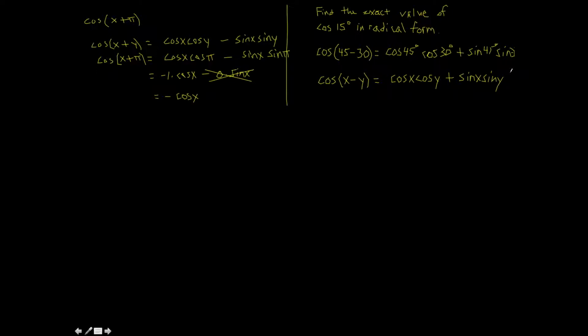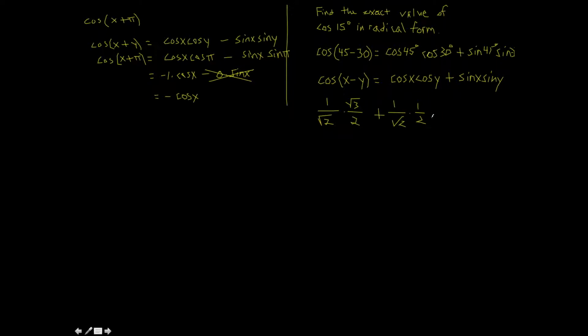Okay? So, what is the cosine of 45 degrees? Well, the cosine of 45 degrees is 1 over the square root of 2 times, what is the cosine of 30 degrees? Well, hopefully with your unit circle, you know it's square root of 3 over 2 plus, what is the sine of 45 degrees? Well, the sine of 45 degrees is 1 over the square root of 2. And what is the sine of 30 degrees? Well, that's 1/2.